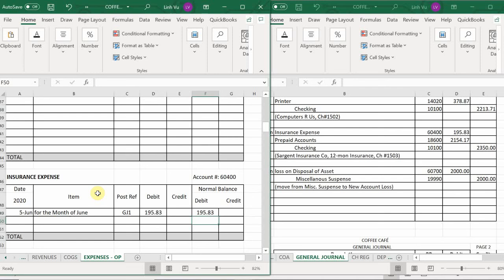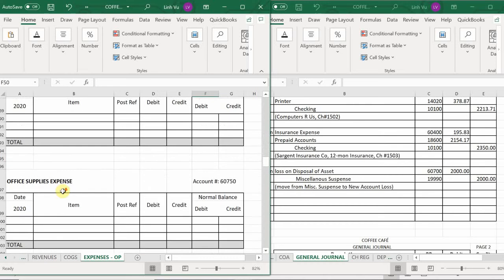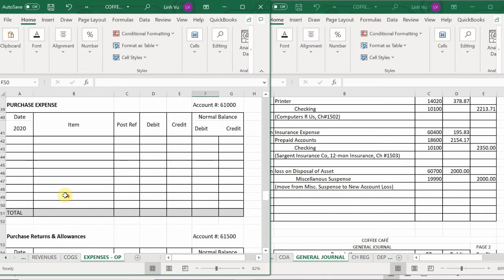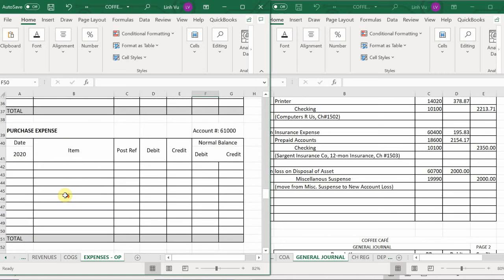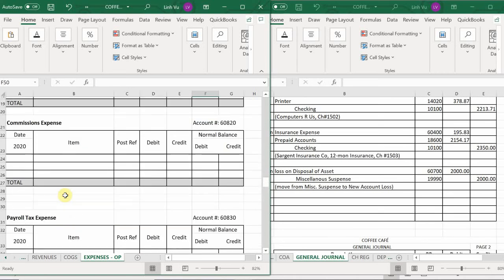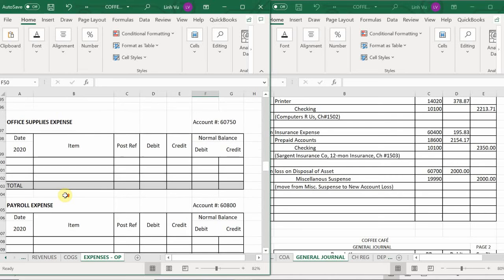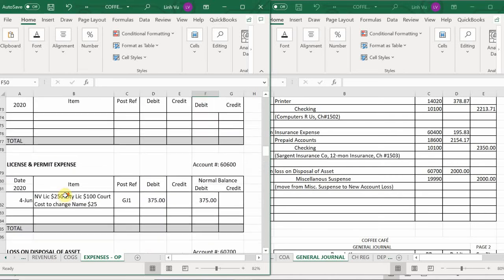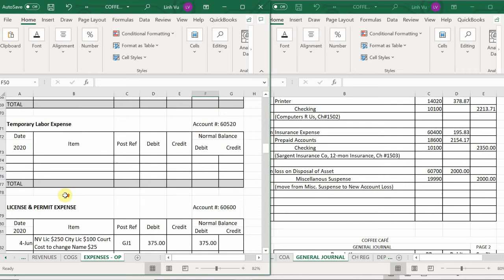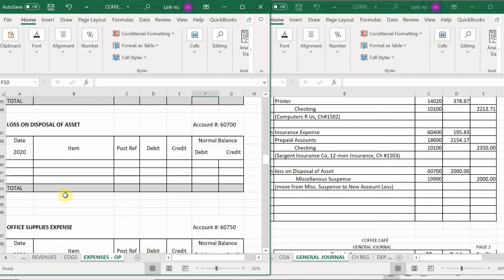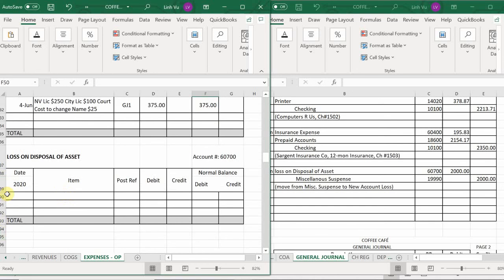So in this case, I put $2,000 into my loss on disposal of assets. So I have to locate my loss on disposal of asset. Here, here it is. Not that one. Purchase expense, office supplies expense, payroll. Okay, right here, license and permits. Oops, right here: loss on disposal of asset. Okay, now, in this case, it is the 6th of June.